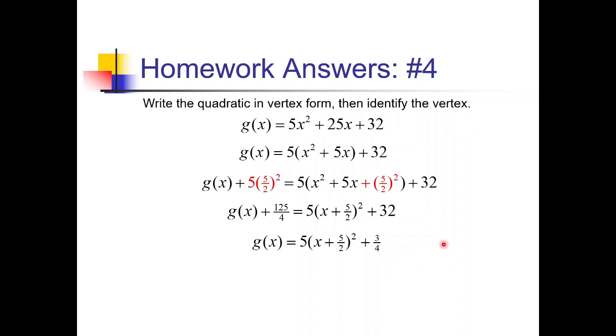Now to get the vertex, because of this plus 5 over 2 in here, that means my vertex has an x value of negative 5 over 2. It's opposite of what it looks like inside. And then we have comma positive 3 fourths. So that'll be our vertex.